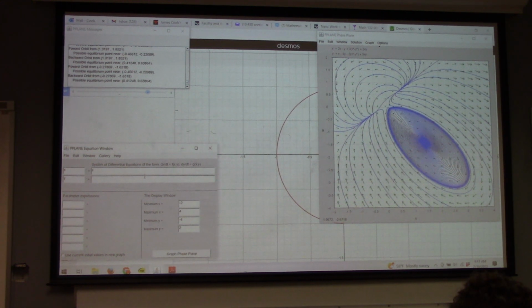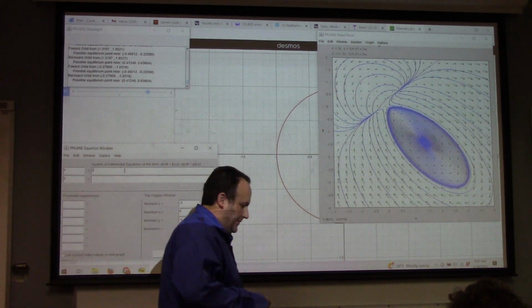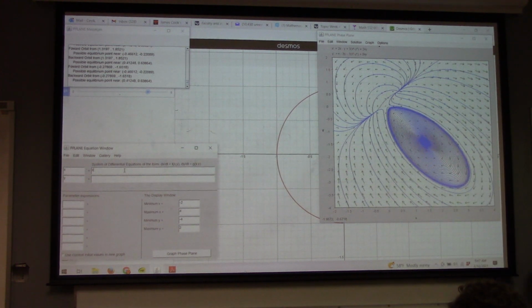Let's see here. So let's suppose we have, what was the equation we had? I said the circle. The one that the other software did badly was what? I can't remember. Oh, here. Let me work it out. Here we go. Example 1.